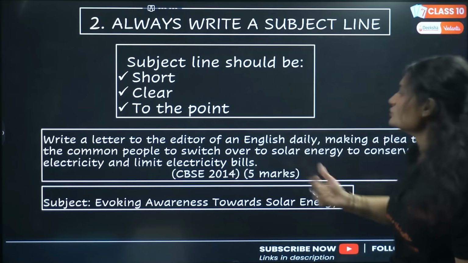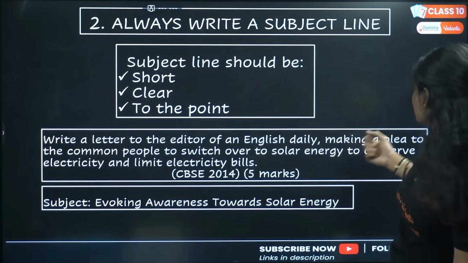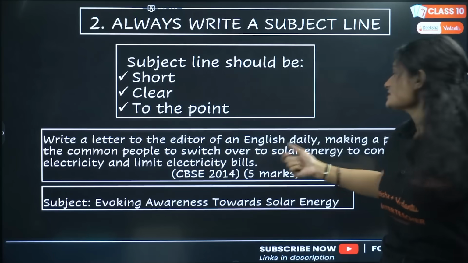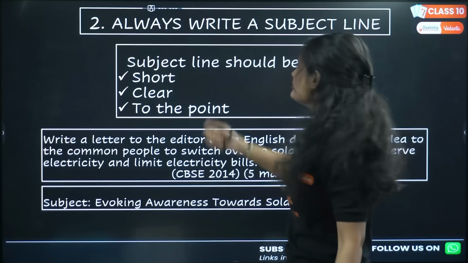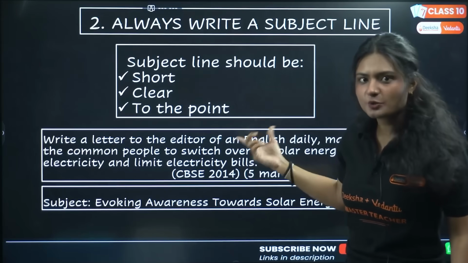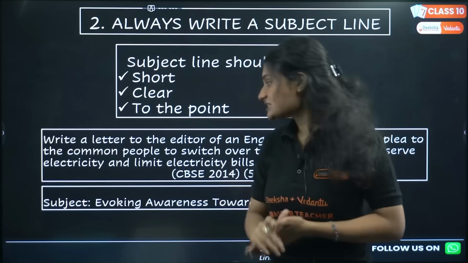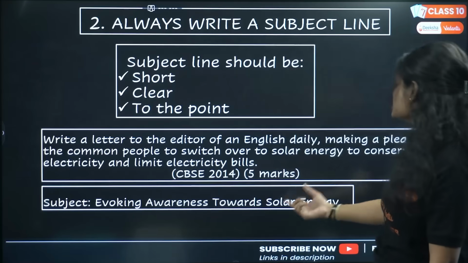Subject is plea to the common people to switch over to solar energy to conserve electricity and limit electricity bills. But that's incorrect. That is not a subject. A subject should always be short, clear, and to the point. So what will be your subject? Your ideal subject will be evoking awareness towards solar energy.